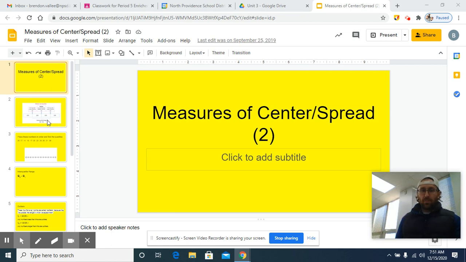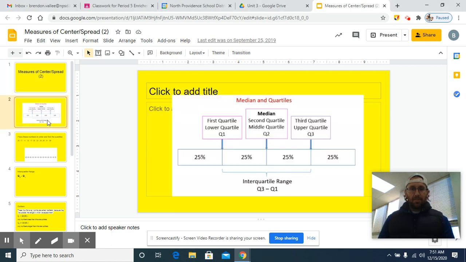Okay, a little bit more with this stuff, measures of center and spread. So we set up our quartiles, numbers from smallest to biggest. We put our median in the middle, and then we find the median of the right side, median of the left side. Those are our quartiles, okay? Sometimes you call them upper and lower quartiles. Sometimes you call them first quartile, second quartile, third quartile. Lots of different names for them. But just keep in mind, this is an equal 25% for your data, okay?